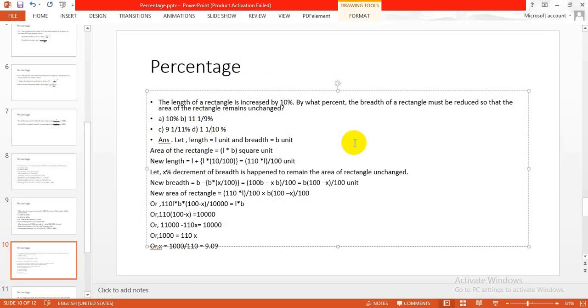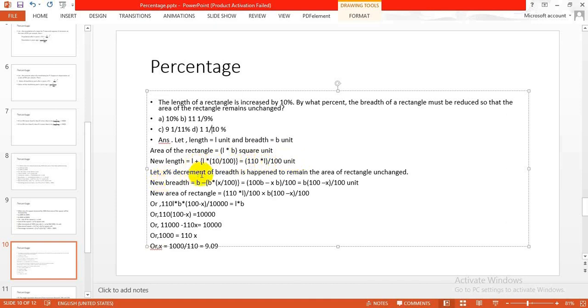If there is any doubt, you can ask me. Okay, now let the length be L unit and the breadth be B unit. Area of the rectangle is L into B square unit. New length is L plus L into 10 by 100, which is 110 L by 100 unit.